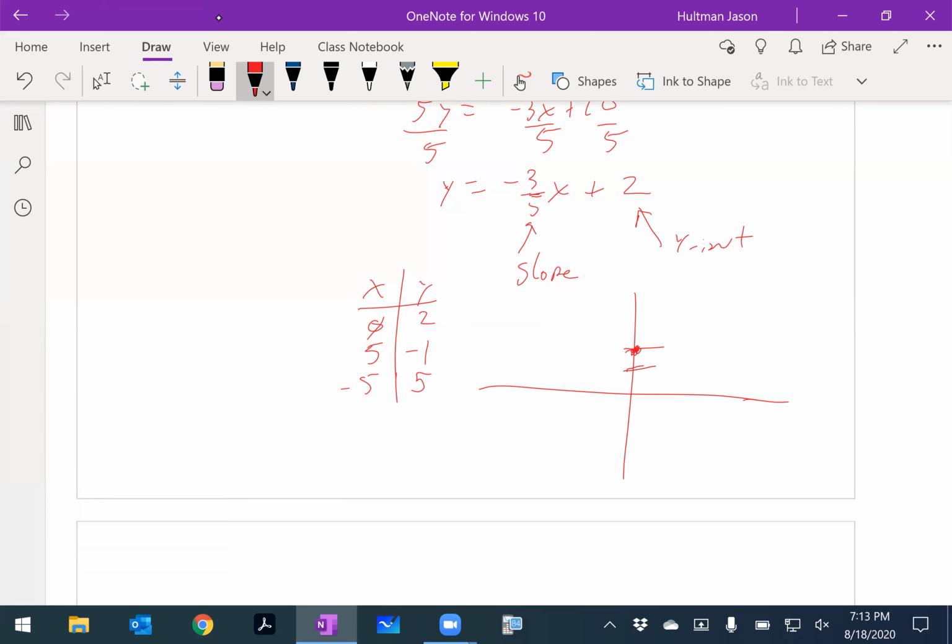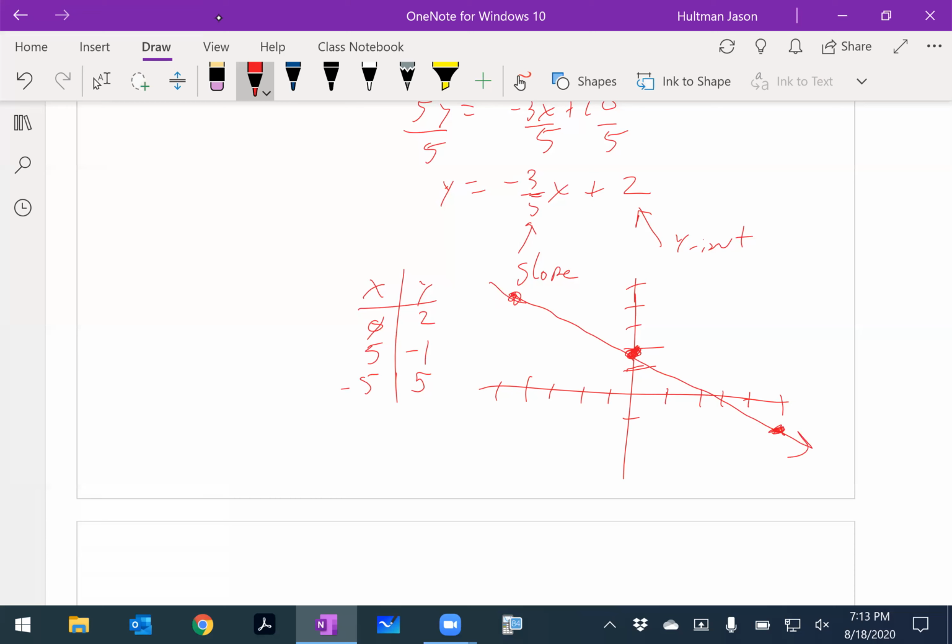at 5, we're at negative 1. 1, 2, 3, 4, 5, we're at negative 1. And then at 1, 2, 3, 4, 5, we're at positive 5. And we're at negative 5, positive 5 is up there. And then we could just draw our line, make our points big in case we didn't hit them.